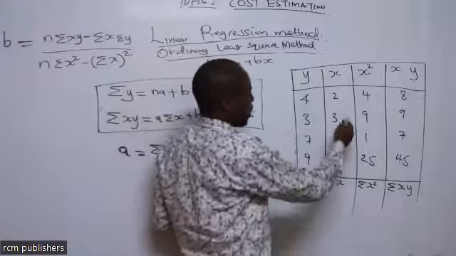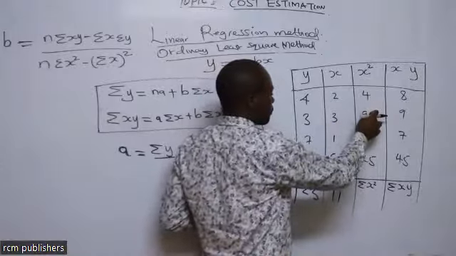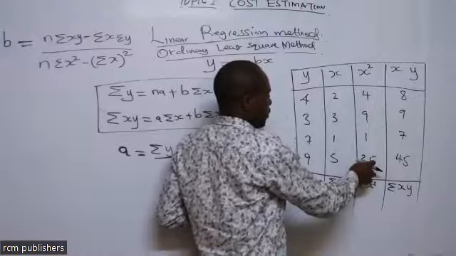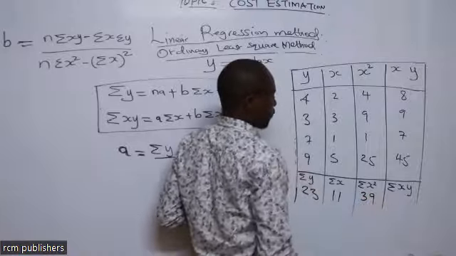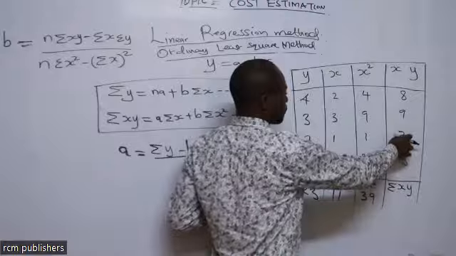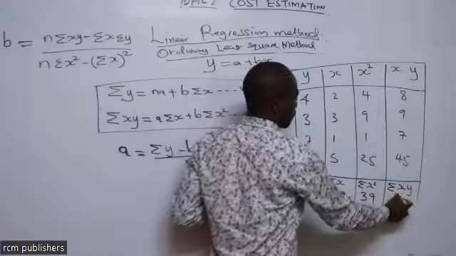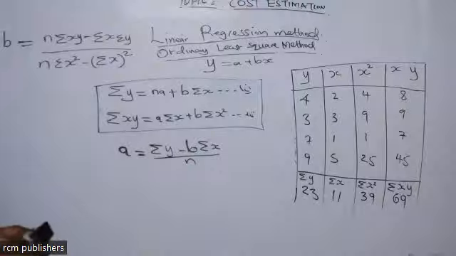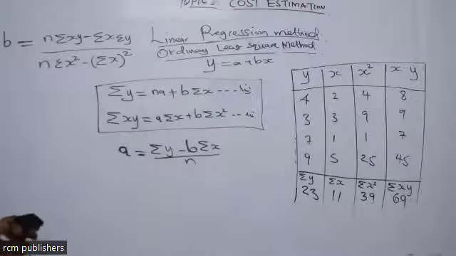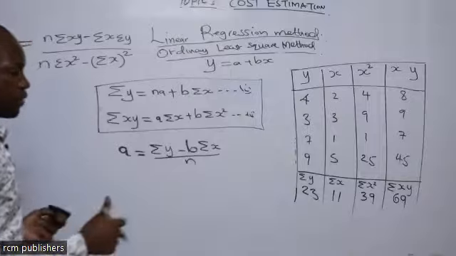Then x here, when we add everything, that's 5, 6, 11. Here 13 plus this will be 38, 39. Then if we add everything here, it will be 52, 61, 69. Confirm if those figures are correct. Before we proceed, confirm if those figures are correct. Okay, so let's now proceed.